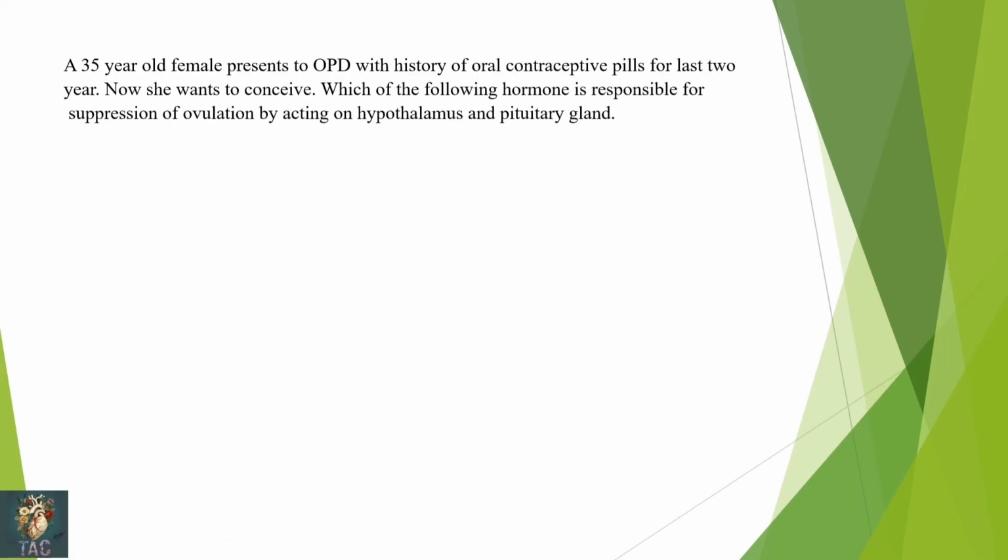Next is a 35-year-old female who presents to OPD with a history of oral contraceptive pills for the last 2 years. Now she wants to conceive. Which of the following hormones is responsible for suppression of ovulation by acting on hypothalamus and pituitary? That may be progesterone, estrogen, HCG, HPL, and androsterone. So this is basically progesterone, which is responsible for suppression of ovulation by acting on hypothalamus and pituitary, and this is the correct option.